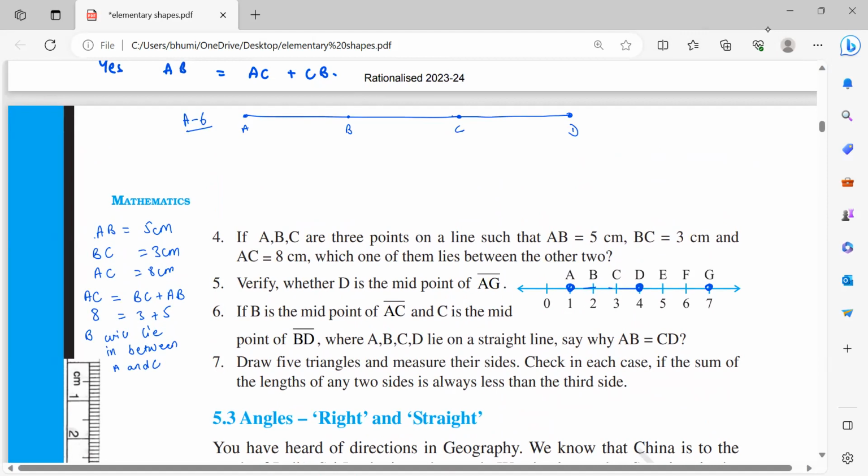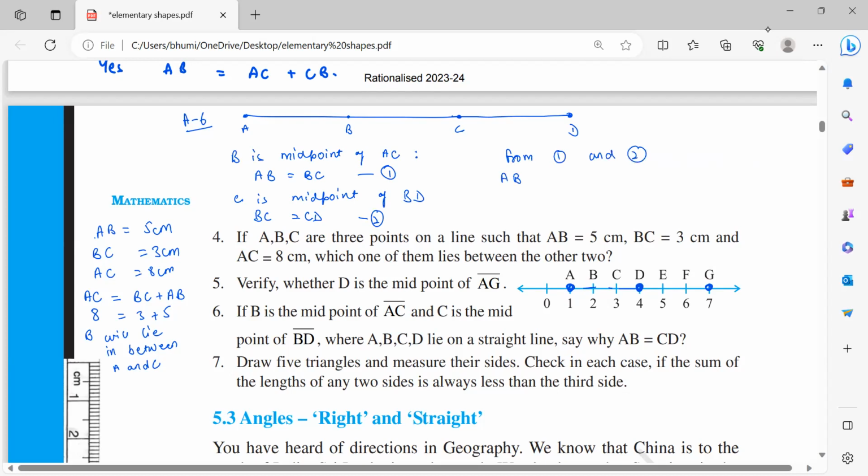Show that AB is equal to CD. Now we know that B is the midpoint, which implies that AB is equal to BC. And C is the midpoint of BD, that means BC is equal to CD. Now from 1 and 2, we can write AB is equal to BC is equal to CD. So it is proved that AB is equal to CD. Okay.